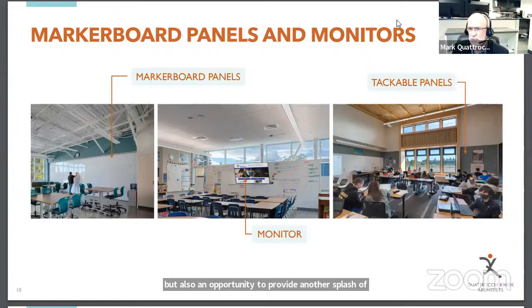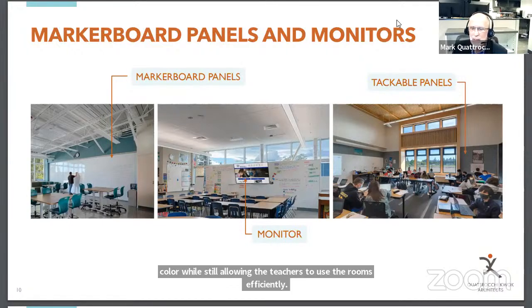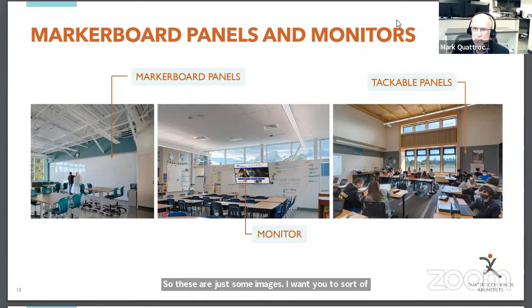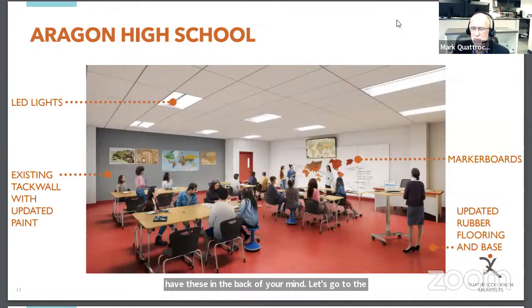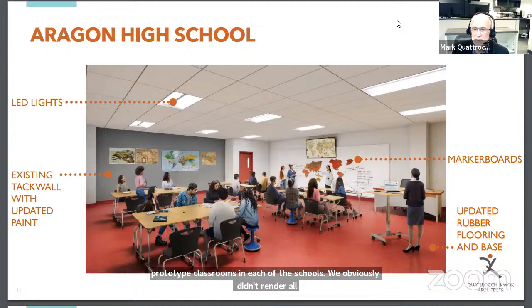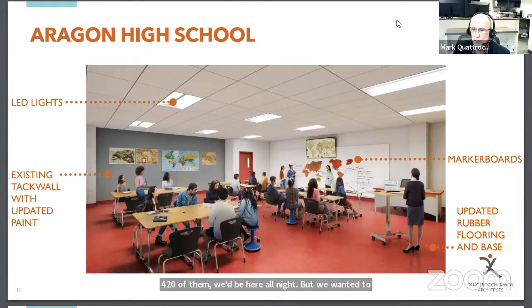So these are just some images. I want you to have these in the back of your mind. Let's go to the next slide, please. This is the first of some interior renderings. What we've done is we've picked prototype classrooms in each of the schools. We obviously didn't render all 420 of them. We'd be here all night. But we wanted to get some prototypes to show you what these will look like.